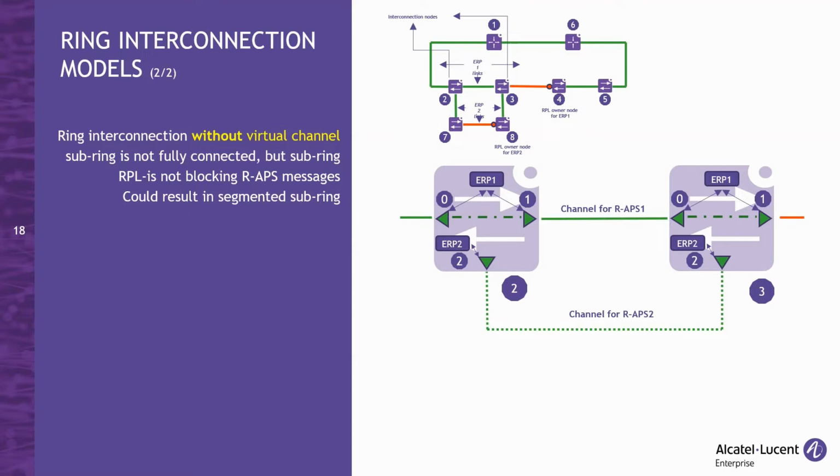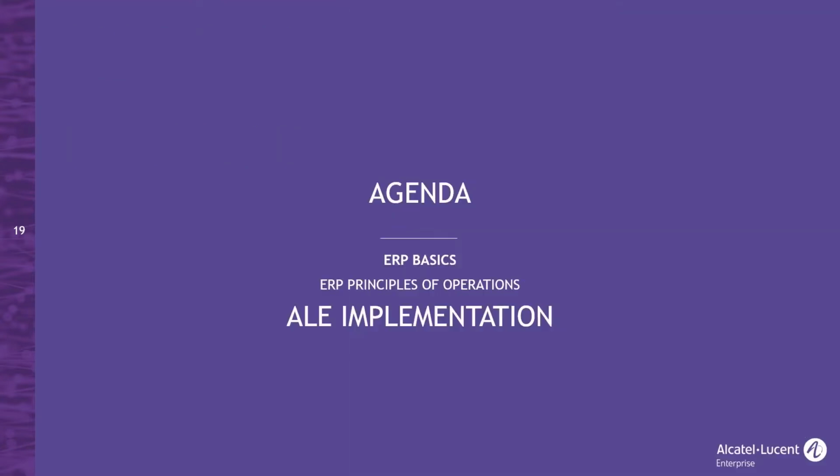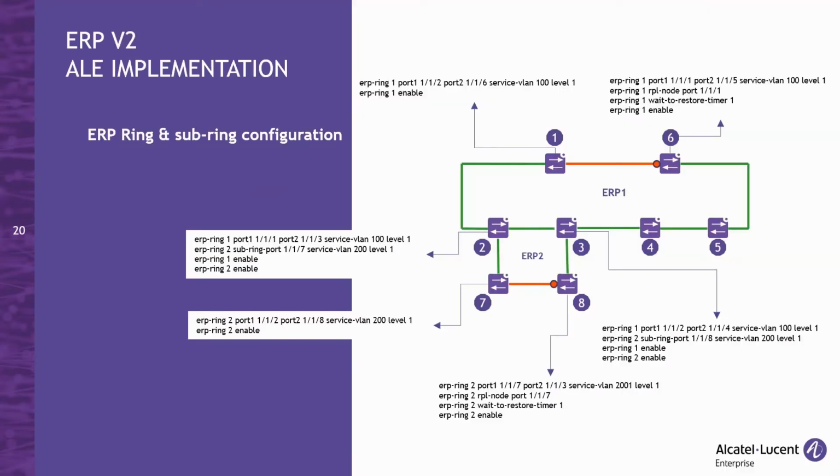In case of ring interconnection without virtual channel, ERP2 control channel is not fully connected over the main ring. Therefore, it requires for RPL owner not to block control messages. This scenario could also result in segmented subring. Now let's take a look at ALE implementation of ERP.